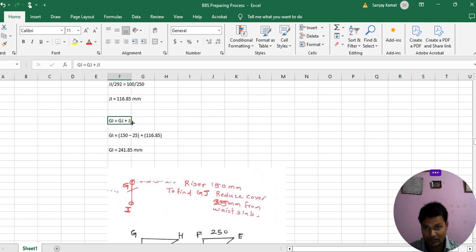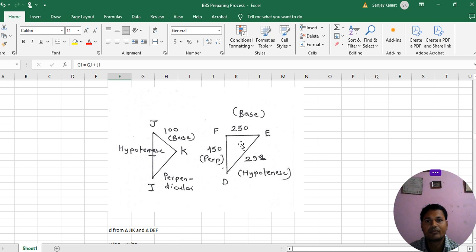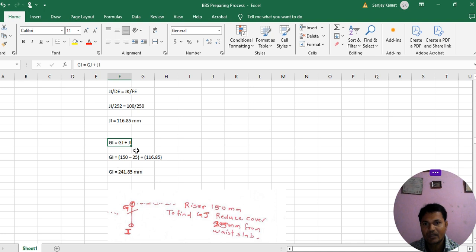Keep this. GJ is how much? GJ is 150 mm, from this figure. GJ is 150. Okay, 150 mm. And then GI. GI is how much? After solving this, we have got 116.85 mm. Okay, so JI is 116.85 mm.